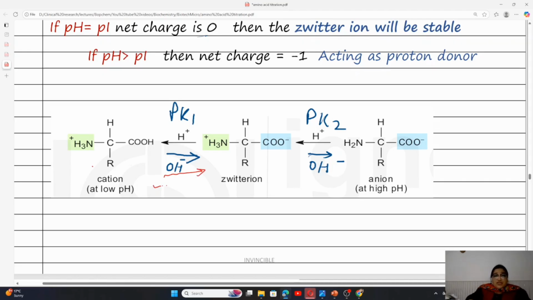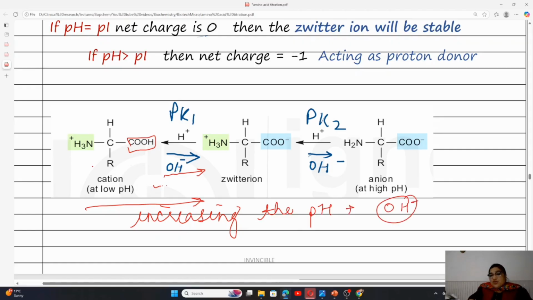That deprotonation is going on. Now, from where is the deprotonation going on? If we proceed from left to right, that means we are increasing the pH. When we are increasing the pH, we are increasing the concentration of OH ions. And when we are increasing the concentration of OH ions, deprotonation is going on. So first of all, the deprotonation will start from the carboxylic acid.